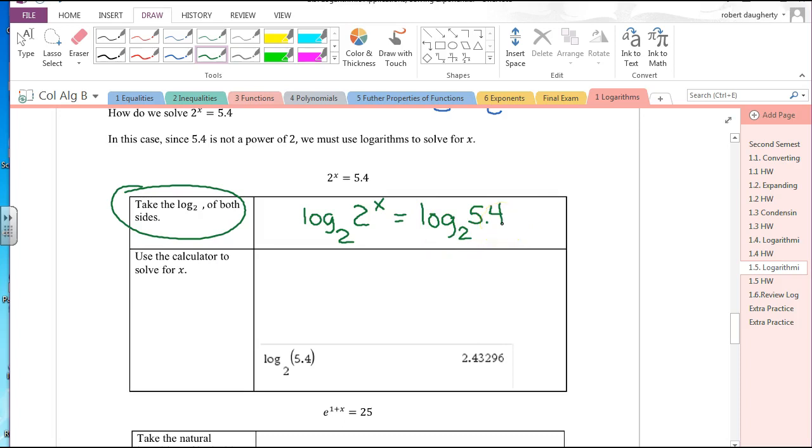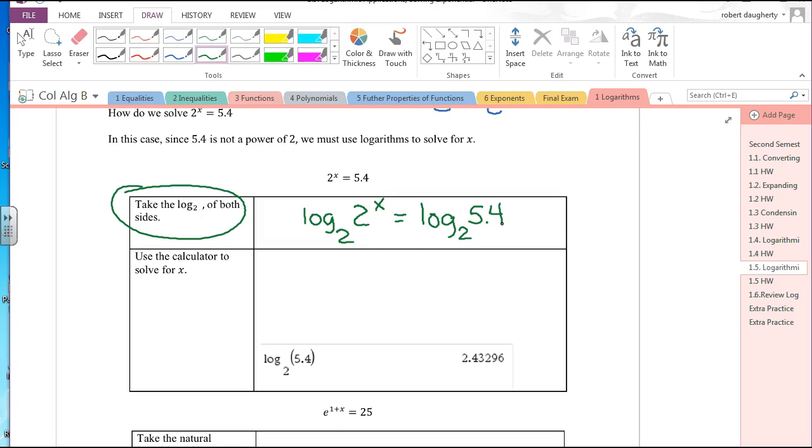Now, someone look at the left side and tell me, why did I take the log base 2 of 2 to the x? What does the left side simplify to? Not 2. Not 2x. We've talked about this several times. You need to be able to look at that and tell me what that is without doing much work. It's x, okay?